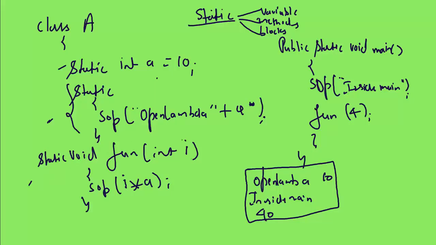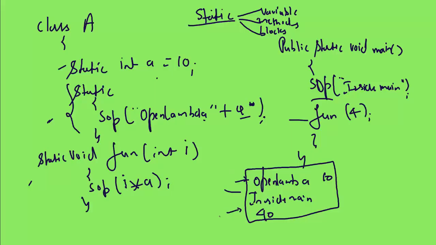The fun method has to be invoked, but still it will be available. Then the static block starts the execution. There is something here, open lambda, that's why the first statement open lambda is printed along with the value, because the static member is already available inside the memory. Then the main method starts the execution. The output of the main method is displayed as inside main and 10. Clear with this, right?